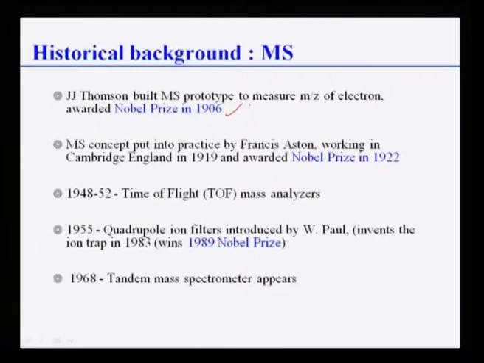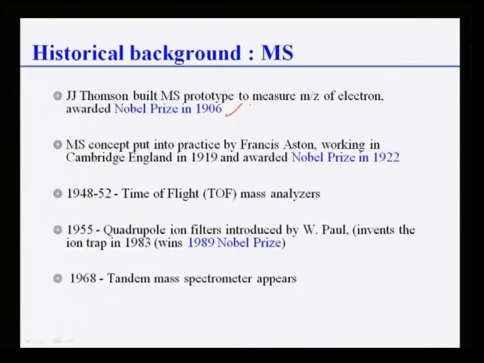Then there was a huge effort to make mass spectroscopy popular. Different kinds of mass spectroscopic techniques came into the picture, but the real problem in dealing with mass spectroscopy was the vacuum systems. In the early 20th century, basically 1910 to 1930 or 1935, vacuum technology was not so well developed, so the technique did not progress much. Only in 1948 to 52, in the post Second World War era, the important time of flight mass analyzer came into the picture and changed the scenario.